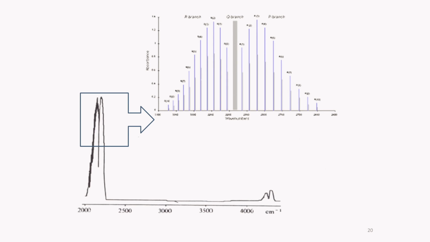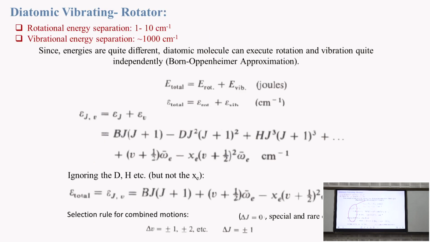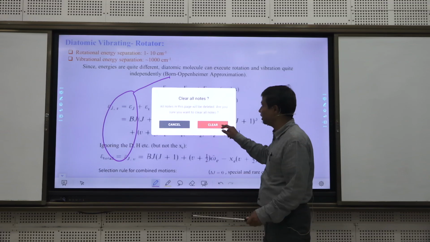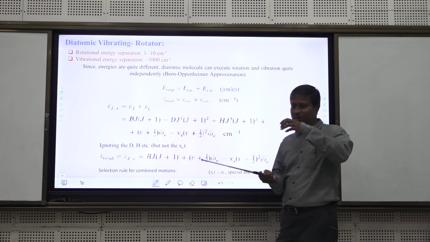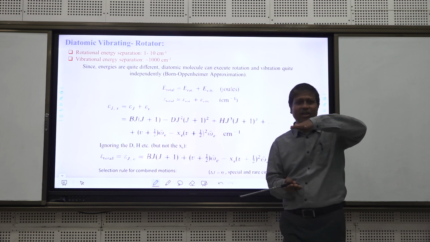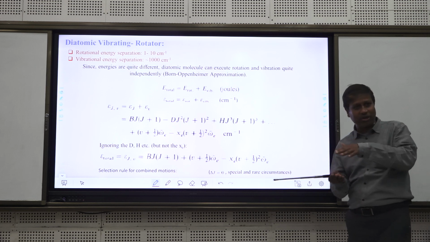So we are in the process of understanding how this fundamental band can have so many lines. This is our aim now. For that, let us go back to what we are considering. We are considering a vibration of a molecule. What is the spacing between the vibrational energy levels? It is in the order of 1000, 1650 for a ketone, so in the 1000s.